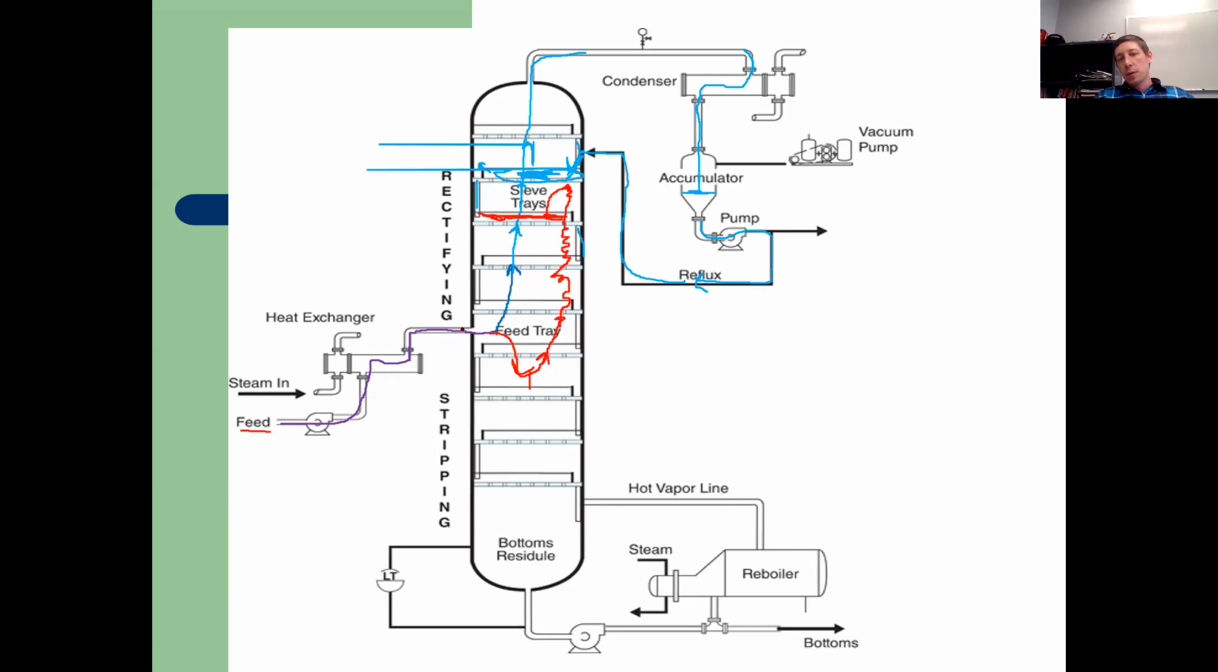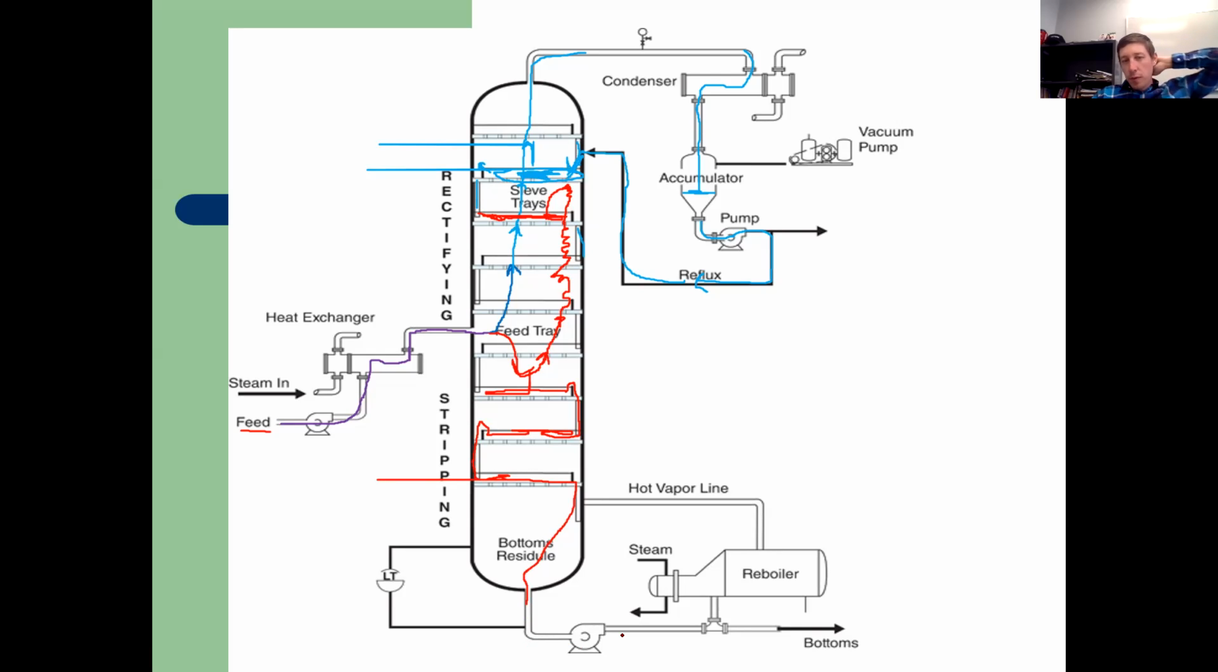And after it comes through the feed tray, it's in its liquid form, it does the same thing. It fills this weir up, fills this tray up, goes over the weir, goes down the downcomer, and fills this tray up. Eventually this tray fills up, goes over the weir, goes down the downcomer, and fills this up. And eventually it gets all the way down to the bottom. Okay, once we get down here, this is all bottoms product.